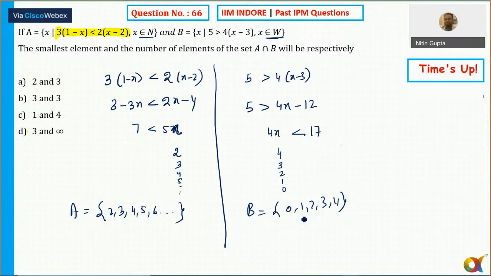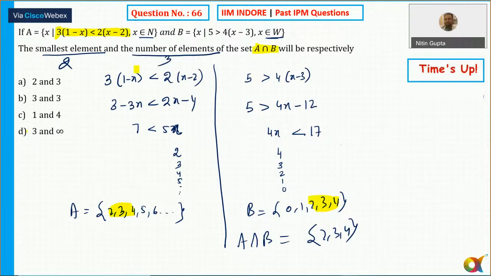Now it says I need to find A intersection B. In A intersection B, we always take the common part. So what are the values which are common? I think there are only three values which are common to both sets, that is 2, 3, 4. So A intersection B is equal to 2, 3, 4. And the question asks for the total number of elements, which is 3. So the correct answer will be option A.